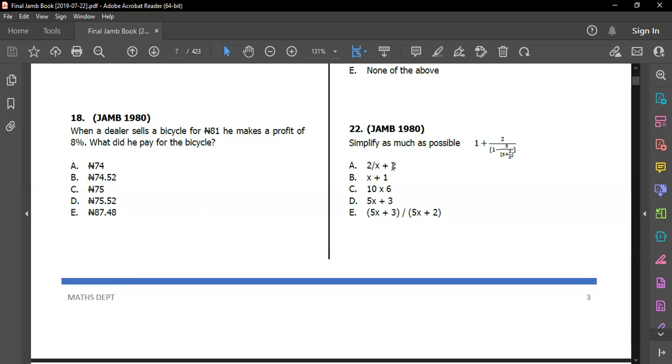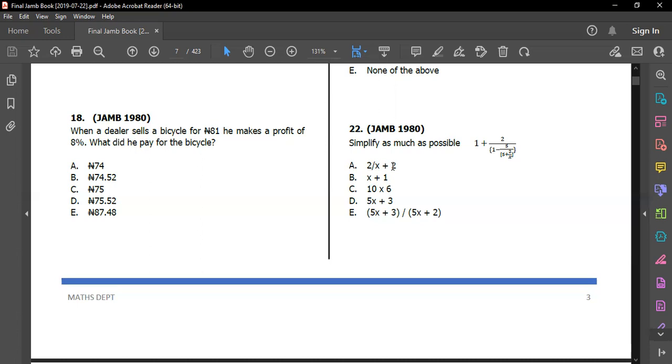So it will now give you 2 over 1 divided by 2 over 5x plus 2, which means 2 over 1 times 5x plus 2 all over 2. So this can cancel this. So at the end of the day, what you have is 5x plus 2. Now, all of this can be replaced with this. So the final answer will be 1 plus 5x plus 2.